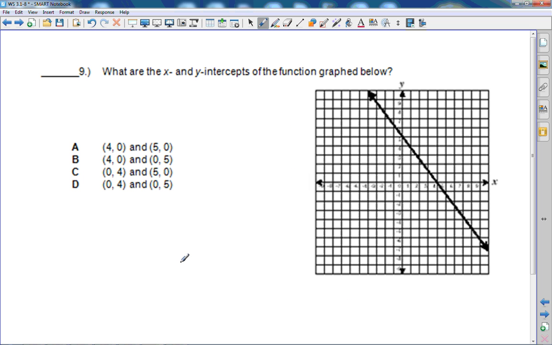My next one, what are the x and y intercepts? First off, the x-axis right here. Go over on the x-axis, put a dot. That is (4, 0). Okay, so let's go over here. (4, 0), yes. (4, 0), yes. (0, 4), no. So now let's look at the other ones. Let's go up here. The y-intercept crosses right here. 1, 2, 3, 4, 5. (0, 5). So my answer should be B.